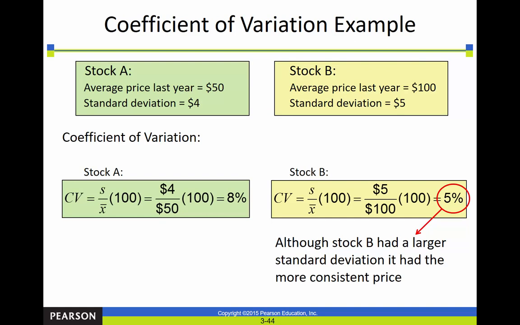So, for example, if we wanted to figure out how much variation there is in a certain stock, we could calculate the coefficient of variation for it. The standard deviation, $4, divided by the average price times 100. For stock A, that makes it 8%, and for stock B, it's 5%. That means that stock B is actually more consistent and has less deviation around the mean of its price.